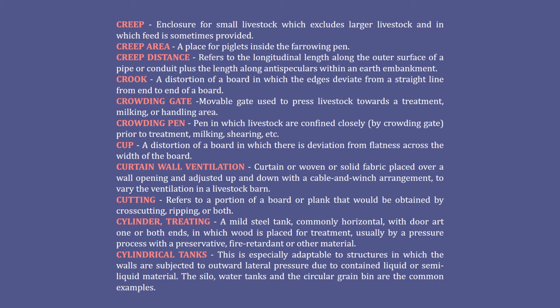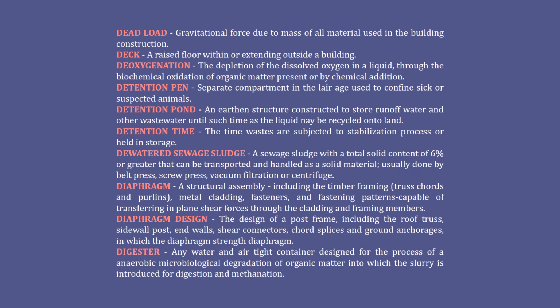wood is placed for treatment, usually by a pressure process with a preservative, fire retardant or other material. Cylindrical tanks: this is especially adaptable to structures in which the walls are subjected to outward lateral pressure due to contained liquid or semi-liquid material. The silo, water tanks and the circular grain bin are the common examples. Dead load: gravitational force due to mass of all material used in the building construction. Deck: a raised floor within or extending outside a building.